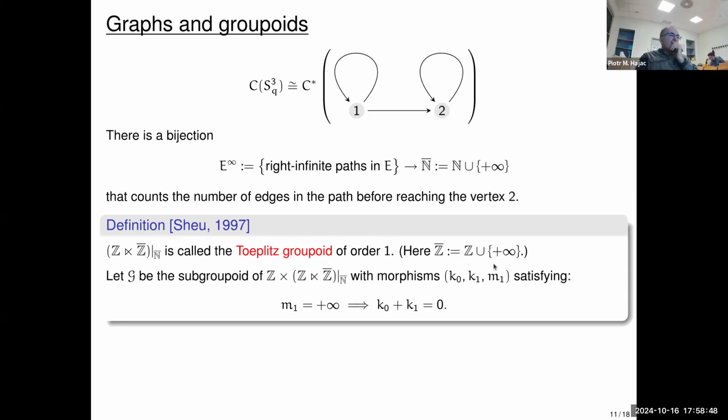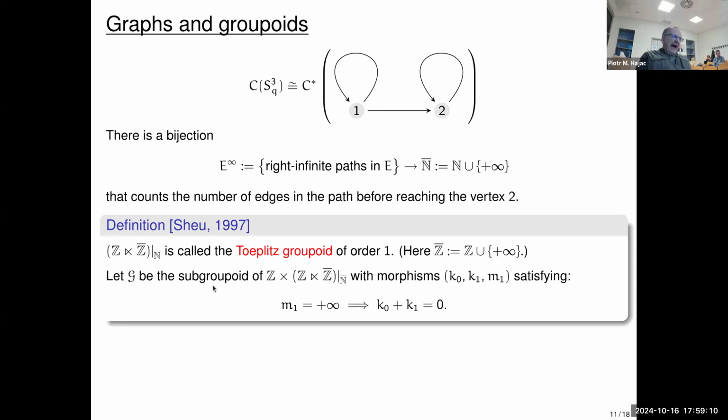You sum, and infinity is a fixed point. Anything you sum to plus infinity doesn't change it. Okay, so then you take the Cartesian product with zeta, which is a group, but is also a groupoid with one object. So you don't change the set of objects. In particular, the set of objects is still n bar.